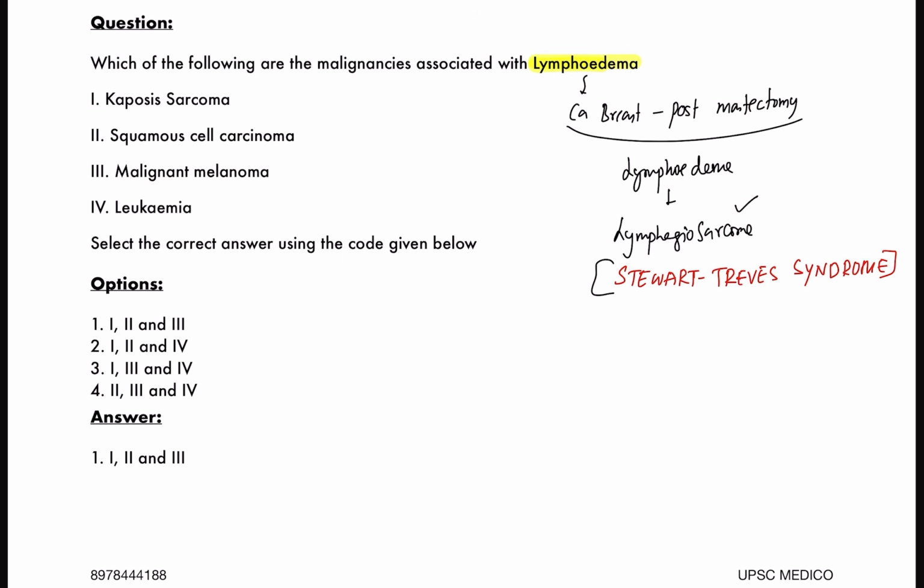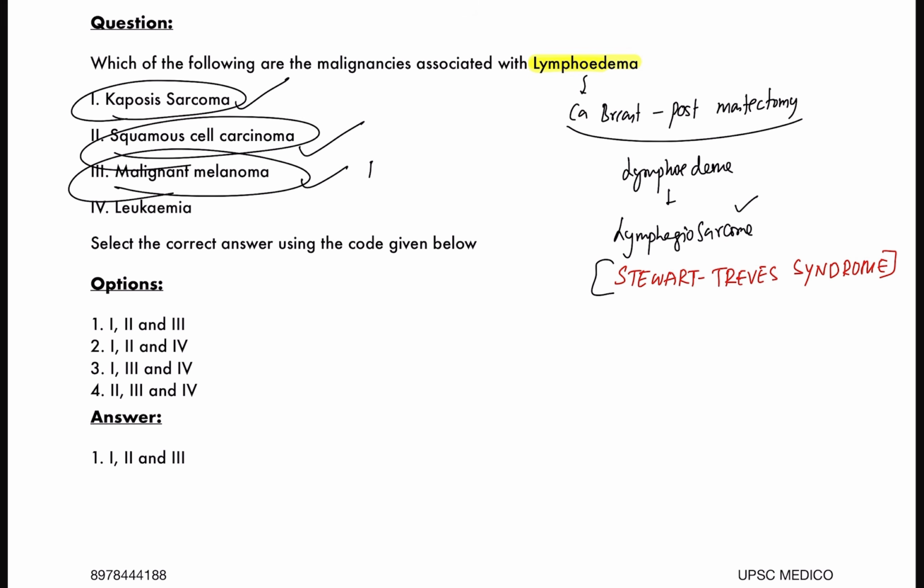Apart from that, it is also associated with Kaposi's sarcoma. It is also associated with squamous cell carcinoma, and even malignant melanoma can occur in this. Even basal cell carcinoma can occur. Leukemia is out of the question. With common sense, you can rule it out, right? How come leukemia occurs in lymph, right? Lymph is different, blood is different. Leukemia is a blood cancer. If you have committed a mistake in this question, it is like a blunder, right? So the correct answer here is 1, 2 and 3.